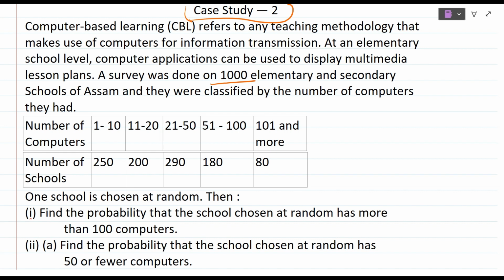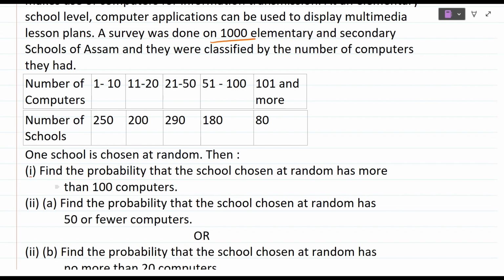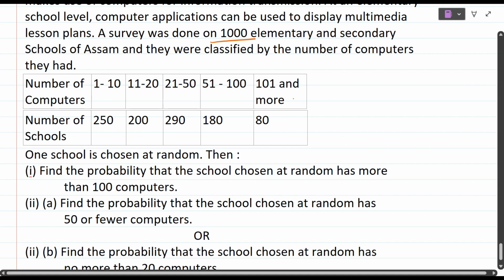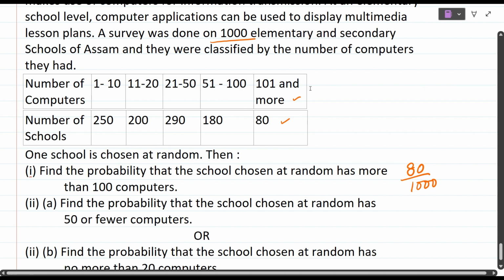Let us answer these questions given. So the first one is: find the probability that the school chosen at random has more than 100 computers. So where is more than 100 computers? This one, right? So how many are there? That is 80 schools out of how many schools? Out of 1,000 schools. Converting this into simplest form gives our answer. Afterwards I will explain how to present our answer in your examination.